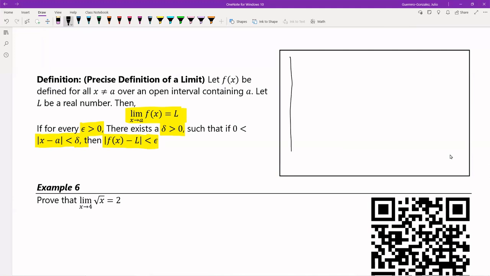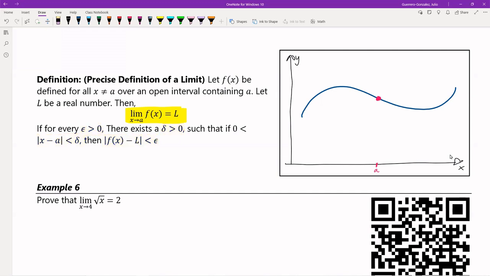So I'm going to draw the picture for it. This is my x values. These are my y values, okay? I'm going to draw a function here. There's my function, okay? And suppose I want to approach my value a, okay? So I'm trying to approach at this point right here. All right, here we go, okay? What this thing is saying is that, first of all, let me get rid of the highlights.